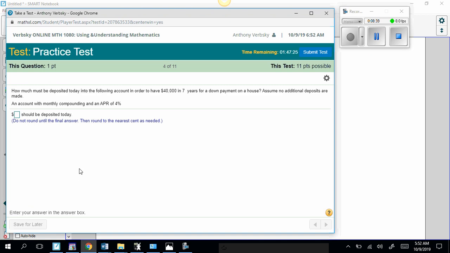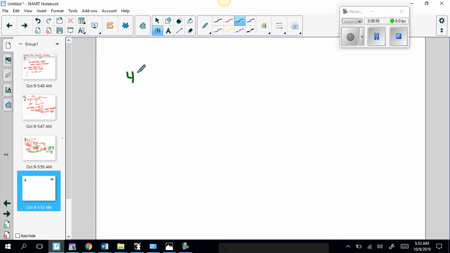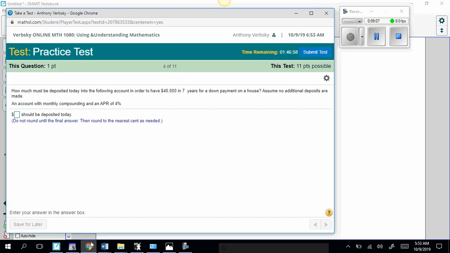You got 40,000 deposited in an account. You want 40,000 in 7 years. Monthly compounding, 4%. Actually, it's 7% monthly. M is 12. Time is 7 years.